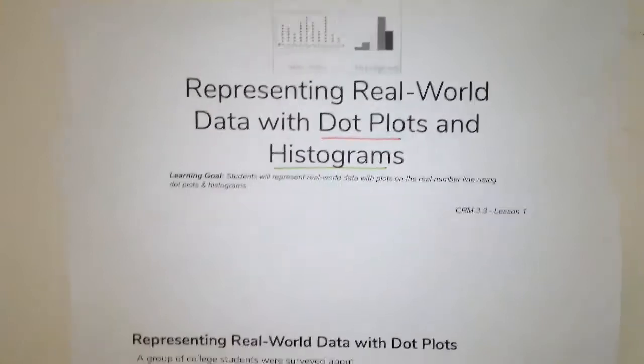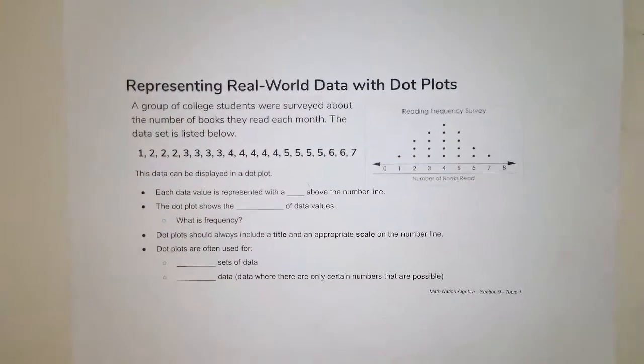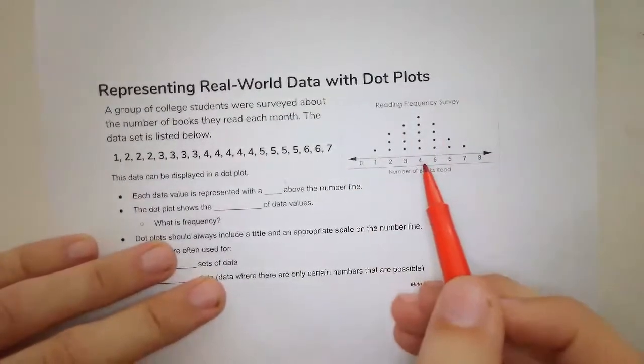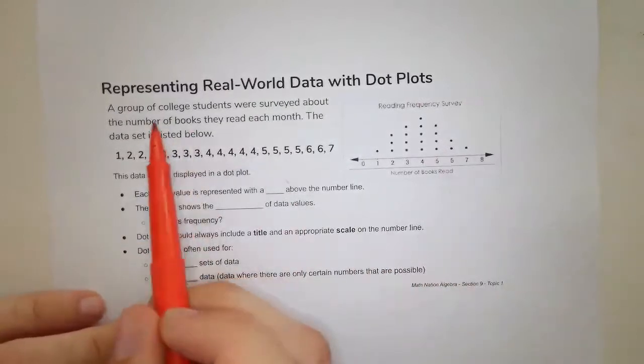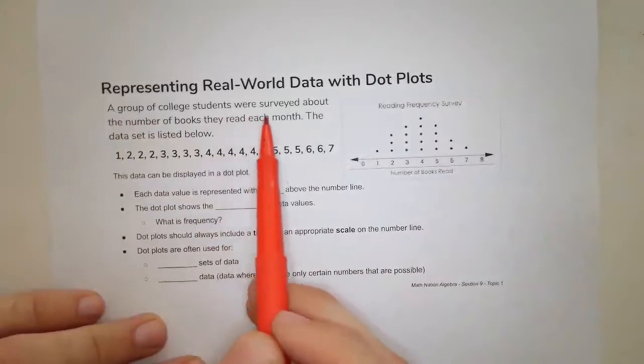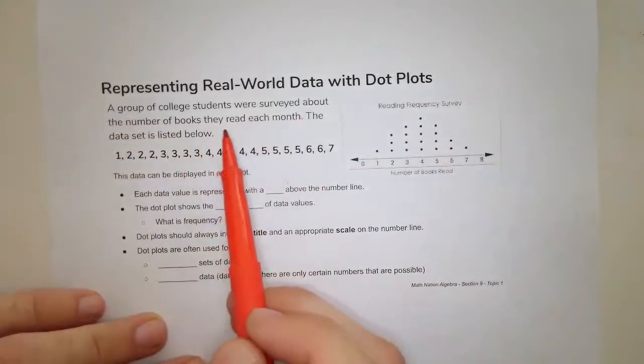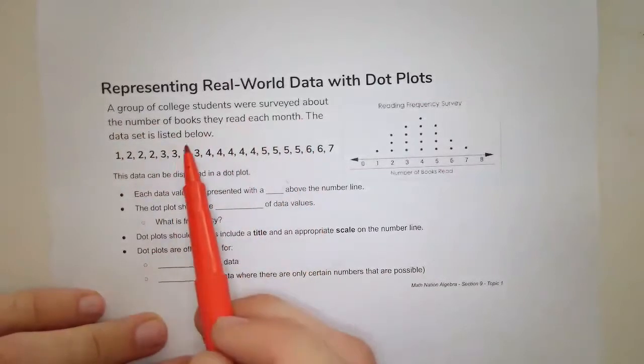So the first one that we're going to go over is dot plots. Now, dot plots, I can't say I've used them a lot in my life, but they're mostly best for showing small amounts of data. So let me just go over what this all means. This right here is an example of what a dot plot looks like when it's completed. And to show an example, we have a group of college students that were surveyed about the number of books they read each month. The data is listed below.